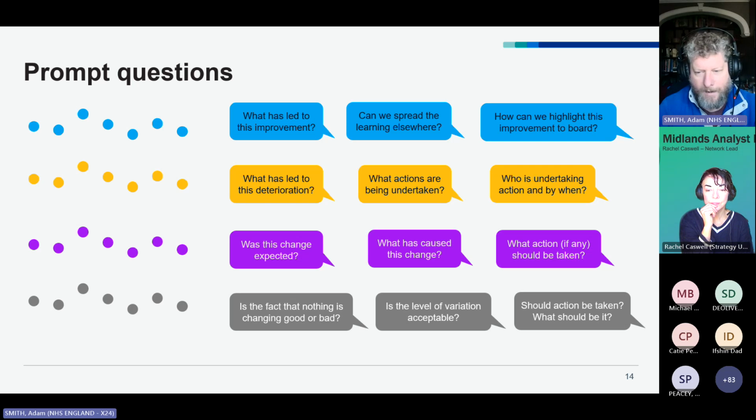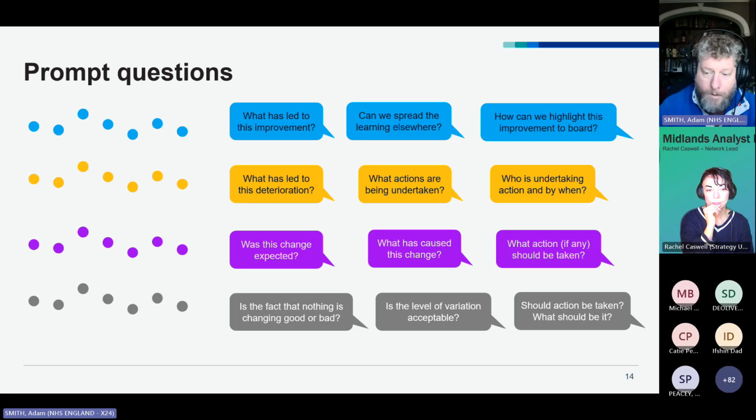Orange dots, a bit yellowy to me, but that's orange. Trust me. What has led to the deterioration? What actions are being undertaken? Who is undertaking action and by when? Purple dots. Was this change expected? What has caused this change? What action, if any, should be taken?